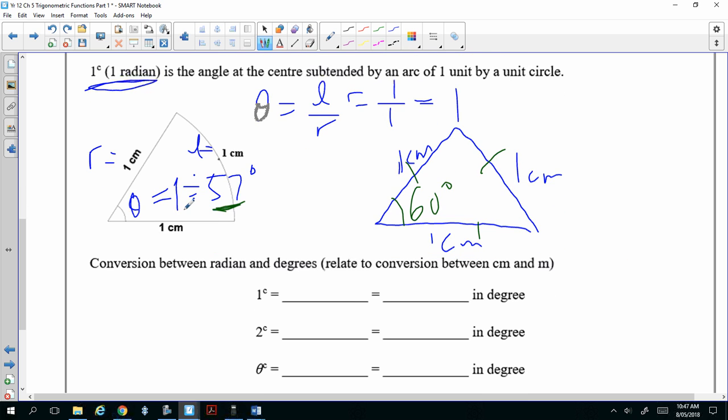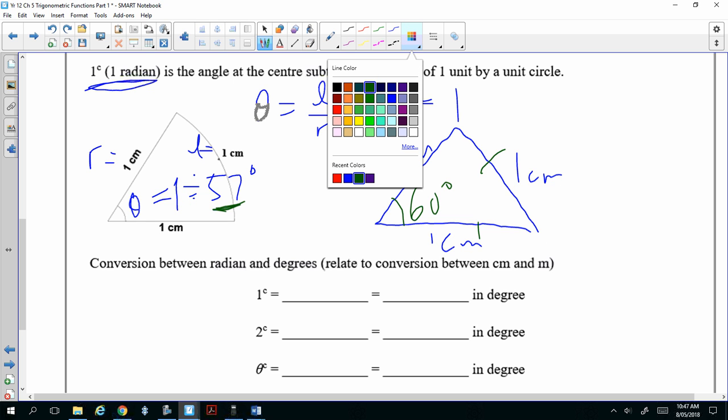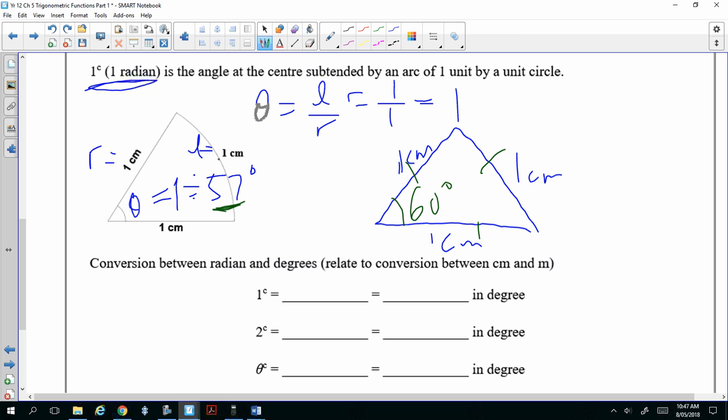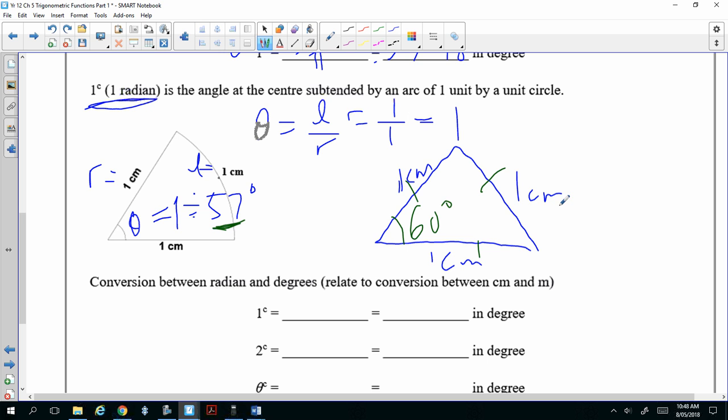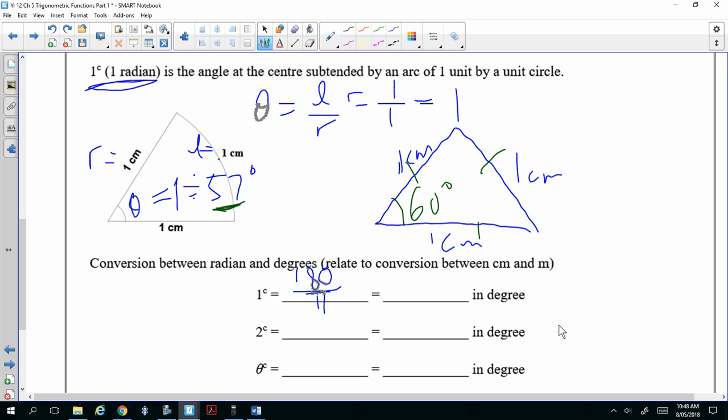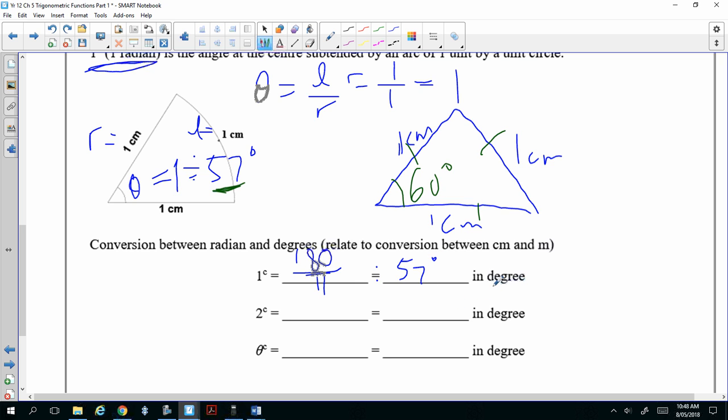Okay, so now we still have to work out a formula for the conversion. The conversion between radian and degrees is like the conversion between centimeters and meters. We can also have a formula to convert radian to degree. So we go back to this: 1 radian is 180 over pi. So we write 180 over pi is 1 radian, which is about 57 degrees. Now what if I want 2 radian? What do I do? I just double it, isn't it? So I just times that by 2.